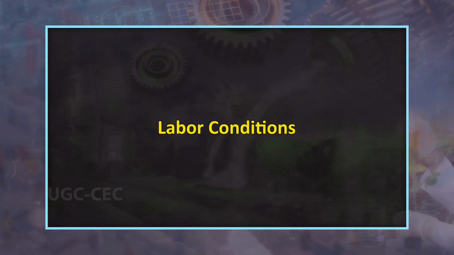The conditions of the labor. The factory system introduced harsh working conditions with long hours, low wages and poor safety standards, particularly in the early phases. This led to the emergence of labor unions and workers' rights movements.